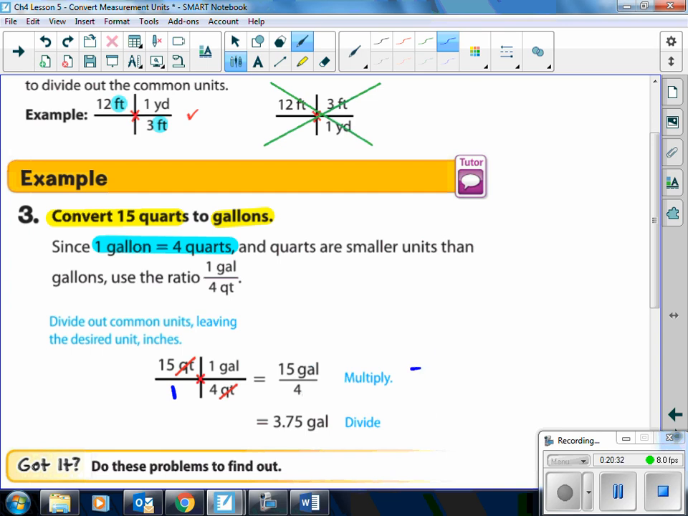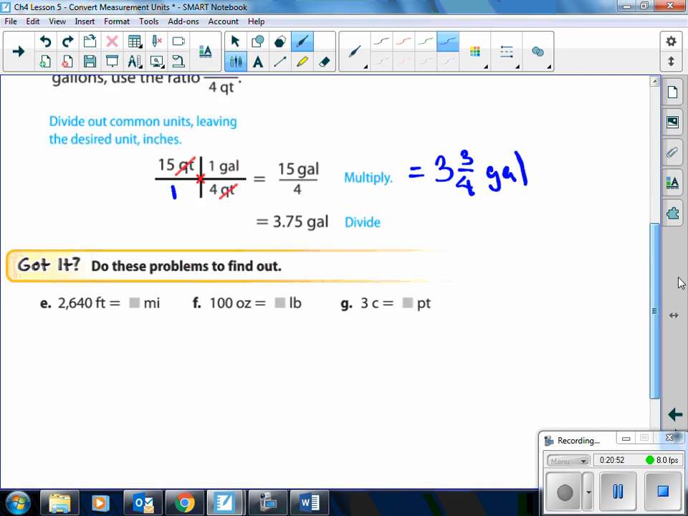How many times does 4 go into 15? 3 times, with how many left over? 3 left over. So that's going to be 3/4 gallons. 3 3/4 gallons, which is equal to 3.75 gallons. Is everybody clear with that? All right, so let's do this one together. A couple of these together.